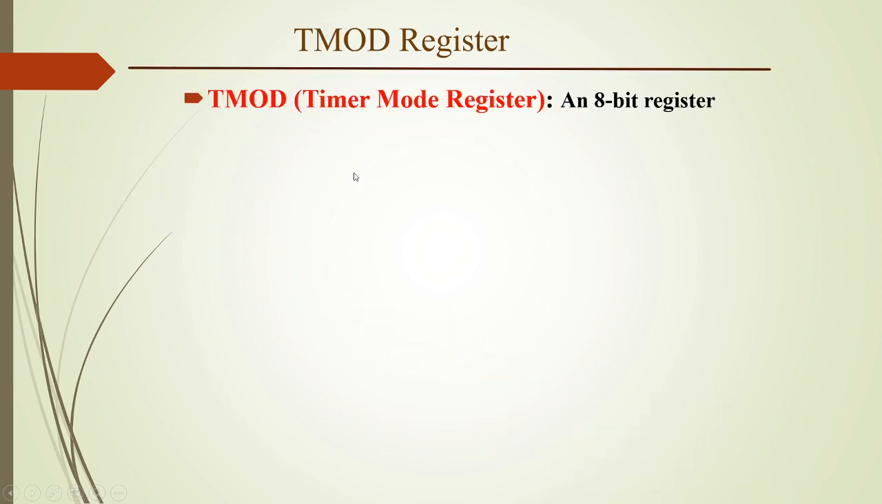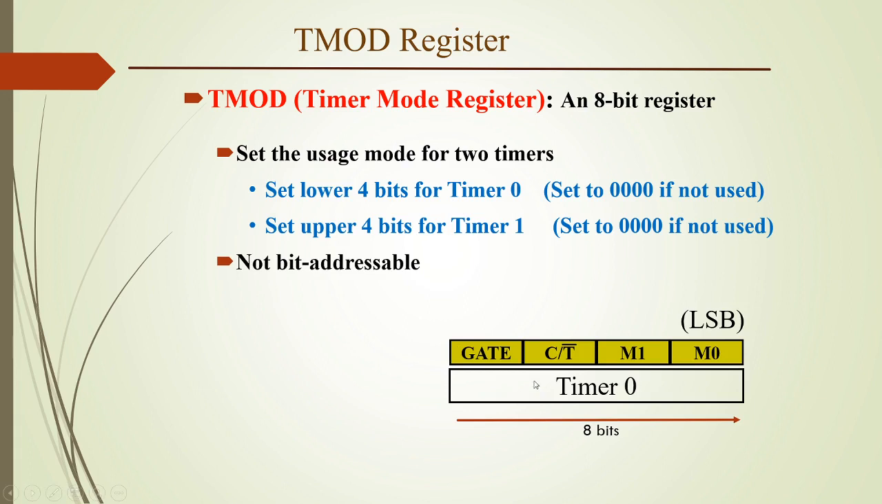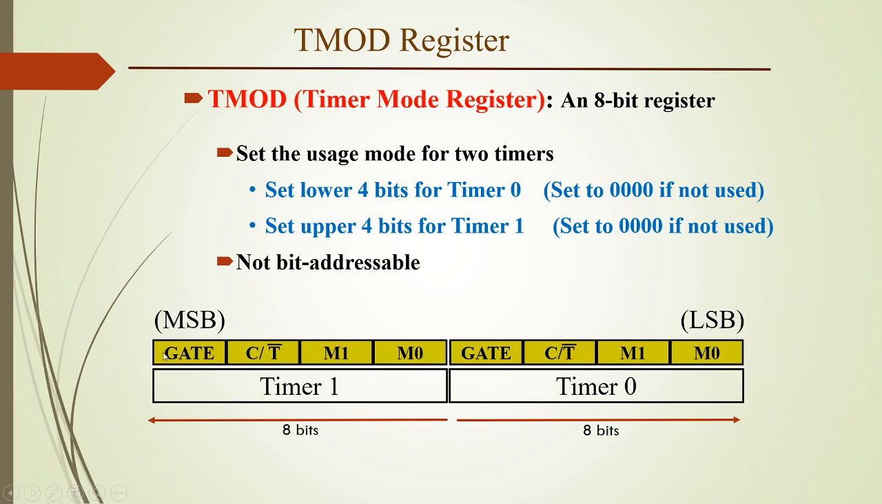Let's see the TMOD register in detail, that is the timer mode register. This is used to configure the timer in different modes. This is an 8-bit register. The lower 4 bits of this register are used to configure timer 0 and the upper 4 bits of this register are used to configure timer 1. It is not a bit addressable register. So these are the lower 4 bits used to configure timer 0 and these are the upper 4 bits of the TMOD register used to configure timer 1.